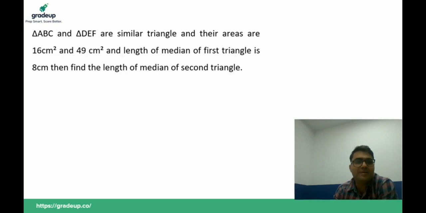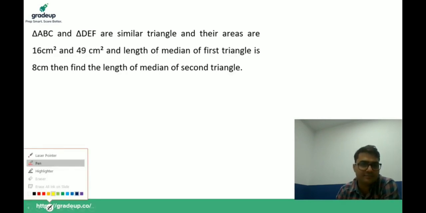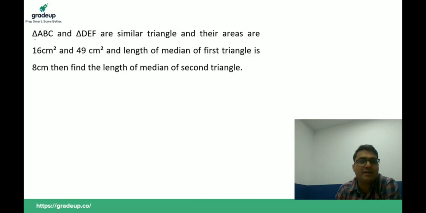In triangle ABC and DEF, triangle ABC and DEF are similar triangles. Their areas are given, the length of the median of the first triangle is 8, then find the length of the median of the second triangle.